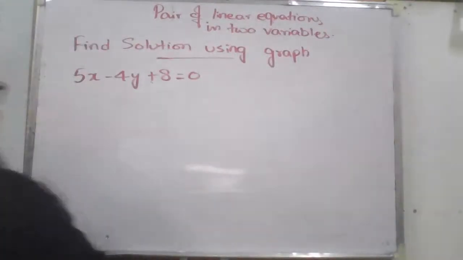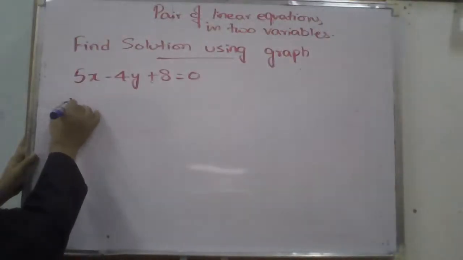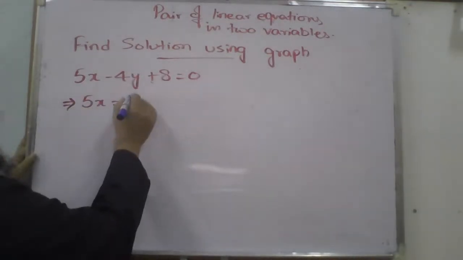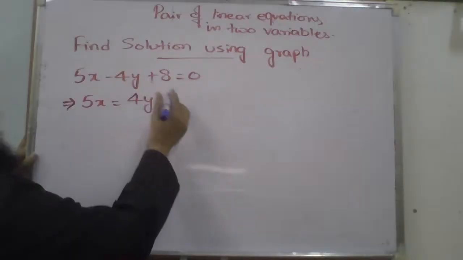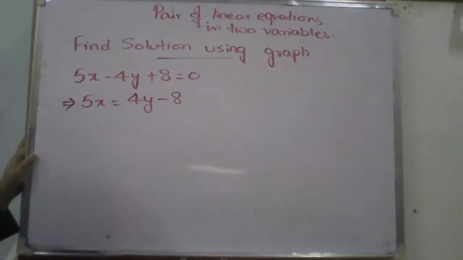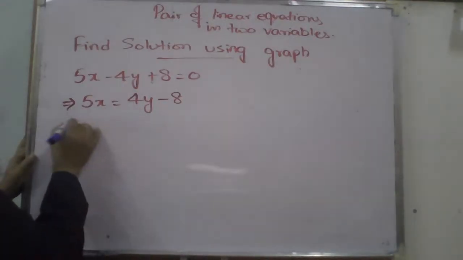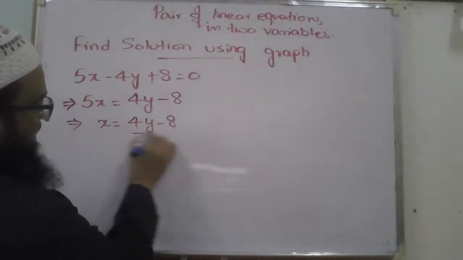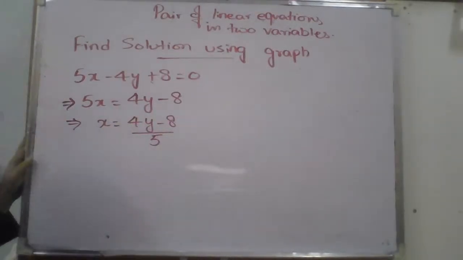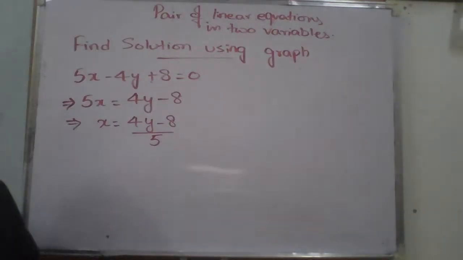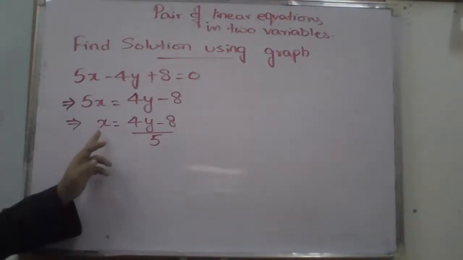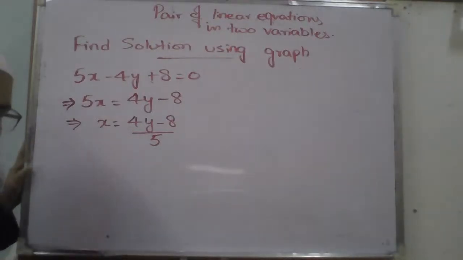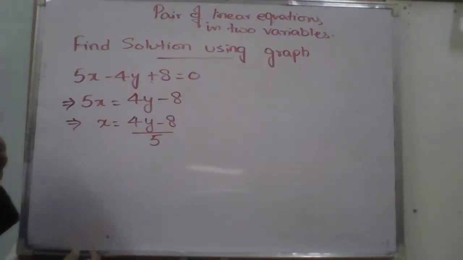So how do you do it? For example, let us take from this equation 5x equals minus 4y, and when you transpose it, it will be plus 4y, and plus 8 when you transpose it is minus 8. Is it right? So that implies x is equal to 4y minus 8 divided by 5. Now you got x with respect to y. Now substitute values in this and you will get the answer.